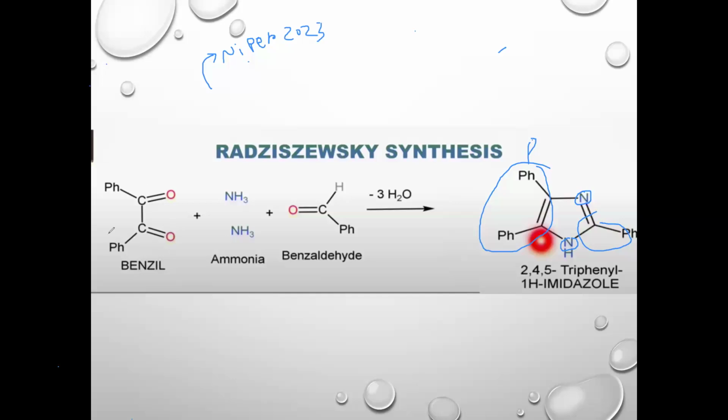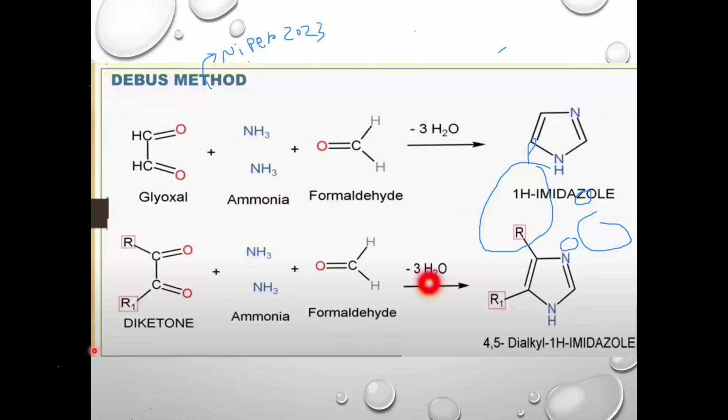Now, the next synthesis reaction for the imidazole is the Debus method. So what happens in the case of Debus? The first compound, if you remember, is glyoxal, right? Two CHO groups are attached to each other. That is glyoxal. And it is very similar, if you observe, to the Radziszewski reaction. There, two phenyls were present, right? But in the Debus method, we are using glyoxal, so the two phenyls are replaced with hydrogen.